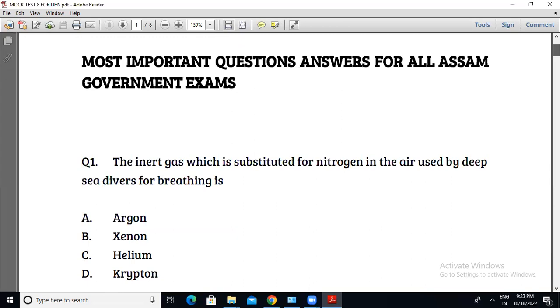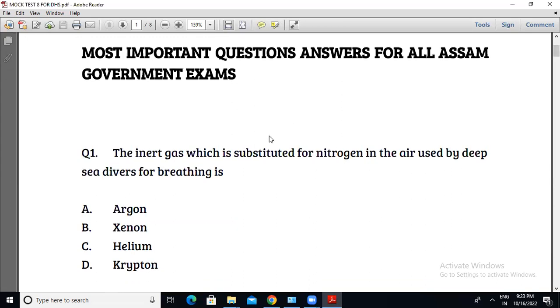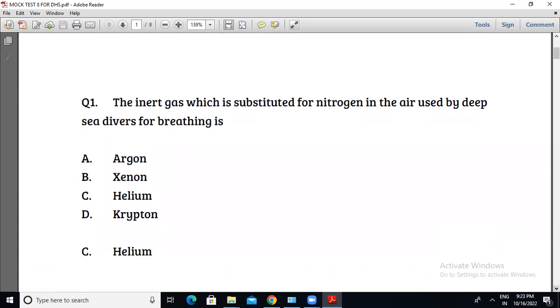Today's first question: the inert gas which is substituted for nitrogen in the air used by deep sea divers for breathing is: argon, xenon, helium, or krypton? The correct answer is option C, that is helium.